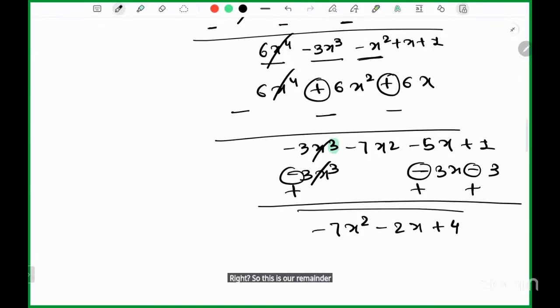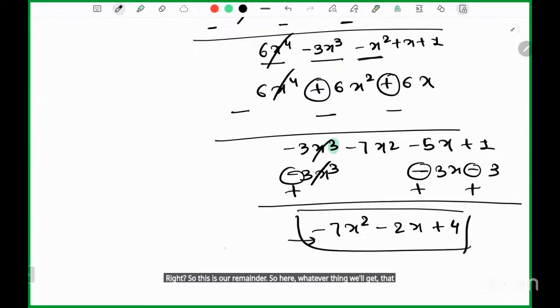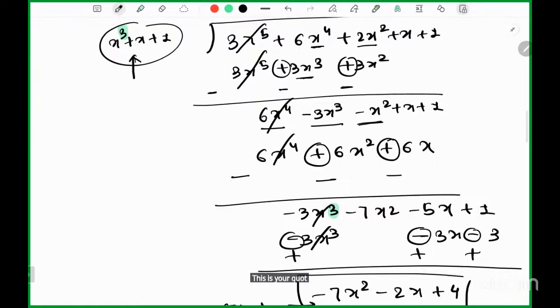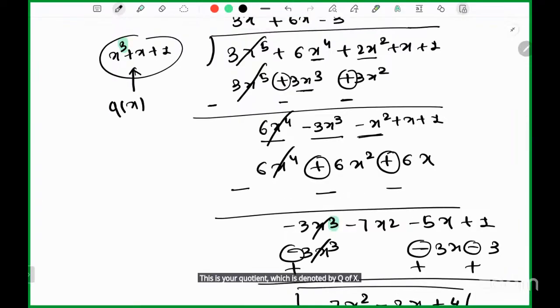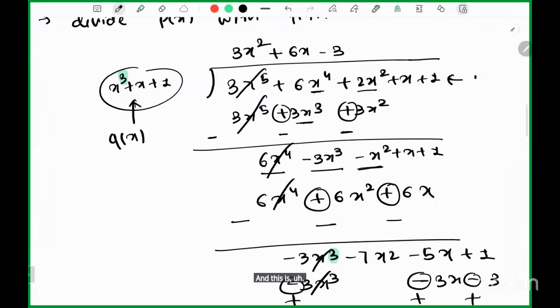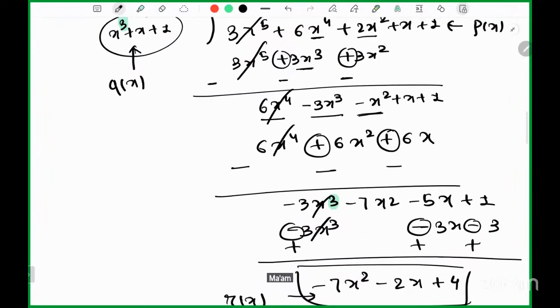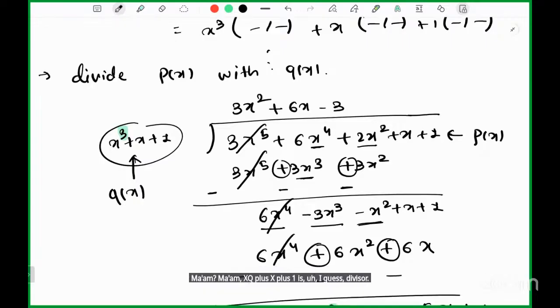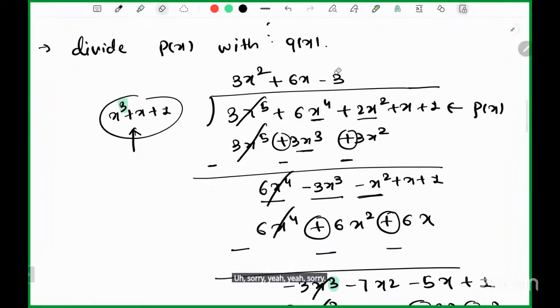Whatever we get here is known as the remainder, generally denoted by r of x. This is your quotient, which is denoted by q of x. And this is whatever you want to divide, that is your p of x. Sorry, this x cube plus x plus 1 is the divisor. Sorry, yes, this is your quotient, right? So this is your divisor.